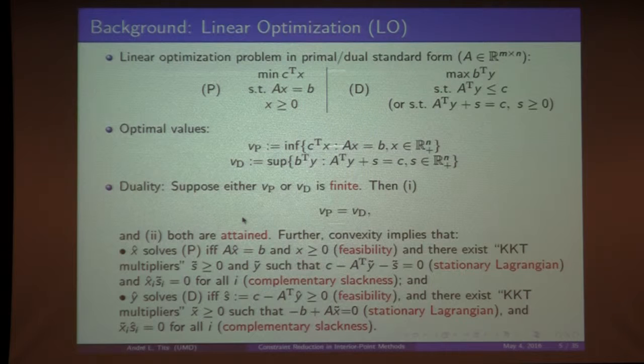Now, another interesting thing is this. So this is a convex optimization problem, right? Because linear functions are convex. And by the way, I should have said one more thing. If one of them is finite, they both are finite, and both are attained. Attained means that there exists an x that achieves this infimum value. So the infimum is a min, and same thing for y.